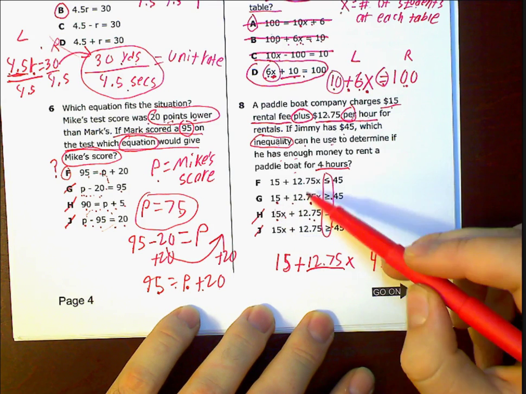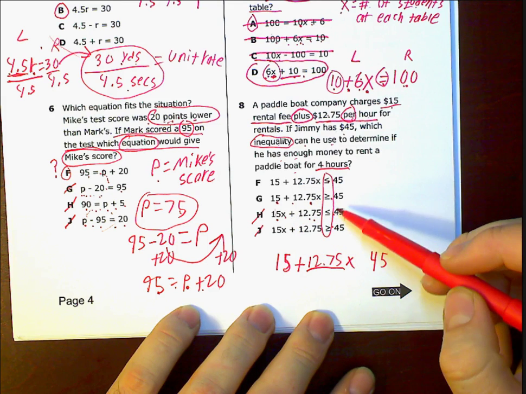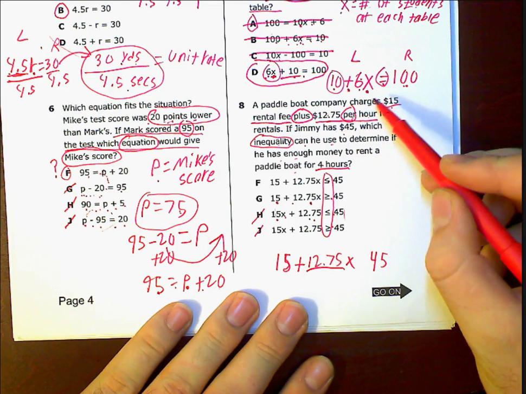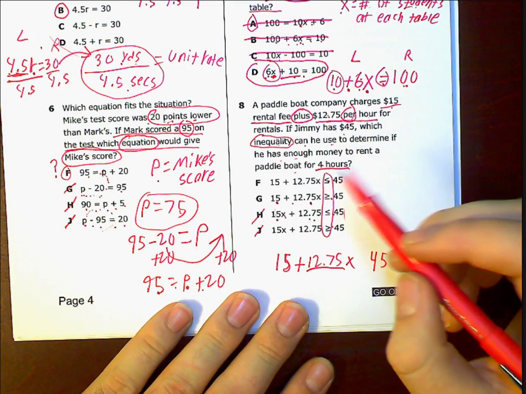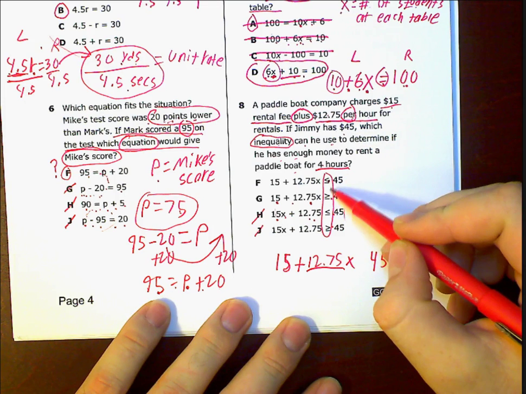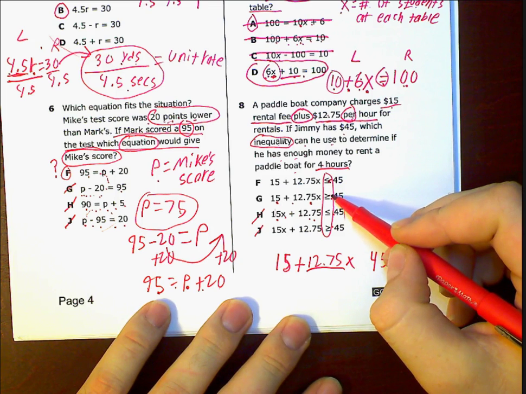So notice how they use the same numbers no matter what. It's just where the variable is and the symbols that are changing. So these can get pretty tricky sometimes. You can't just look at the numbers in here. So it has to be F or G. F or G are the exact same except for the way the symbols are flipped. This one is less than or equal to. This one is greater than or equal to.